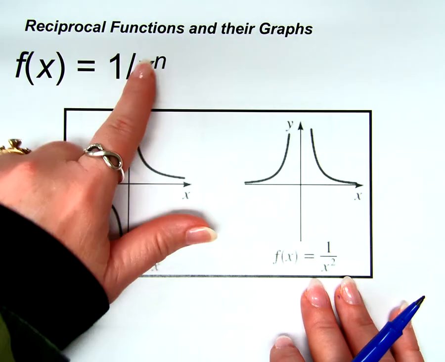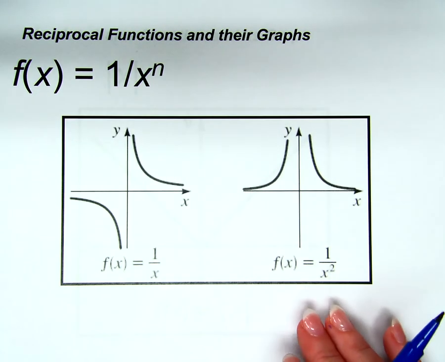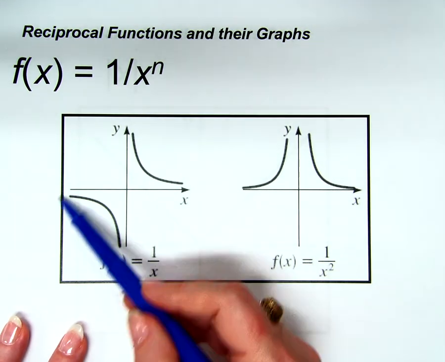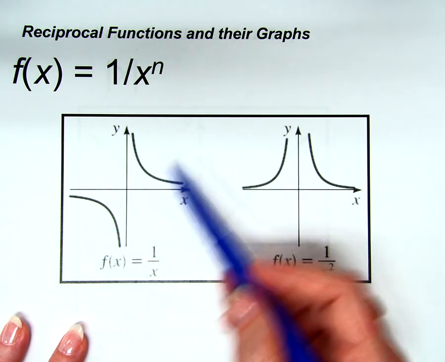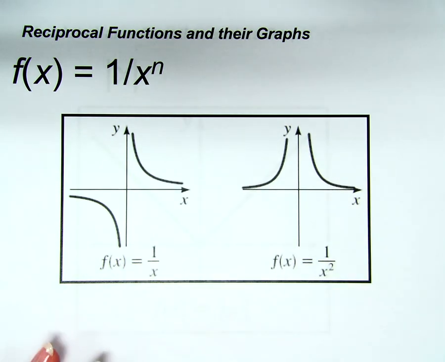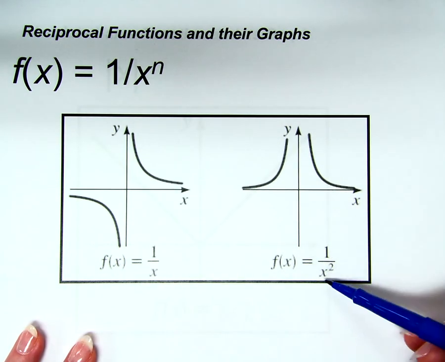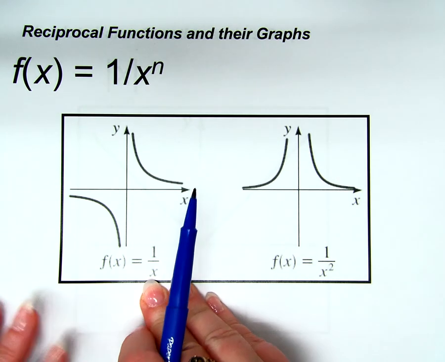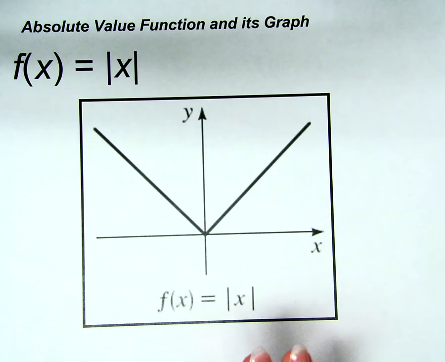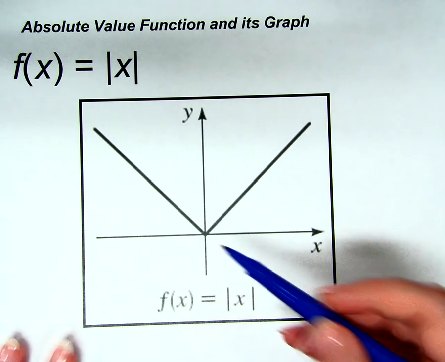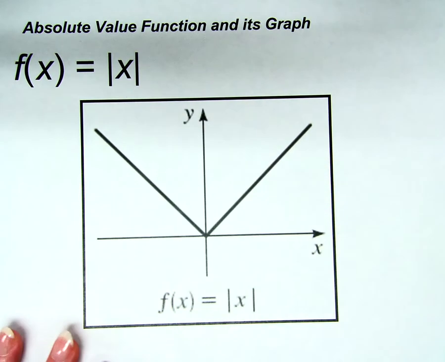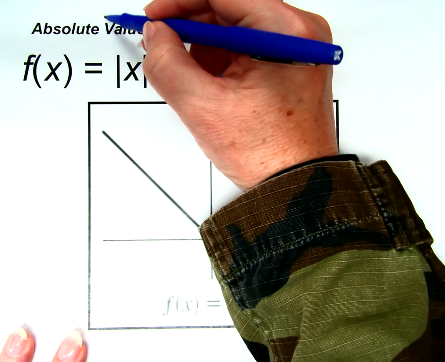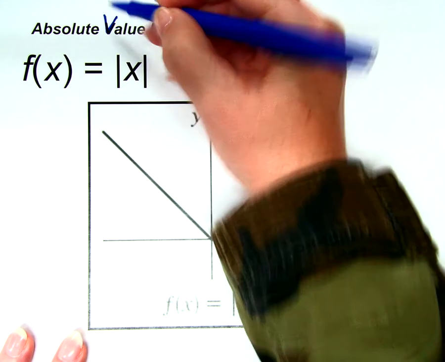Reciprocal functions. Sometimes these are called rational functions because they look like fractions. 1 over x, two parts, opposite sides of the x-axis. 1 over x squared, two parts, but on the same side of the x-axis. Okay? Absolute value functions. Well, we just talked about absolute value a second ago when we were talking about piecewise functions. We know this looks like a v. Absolute value looks like a v.